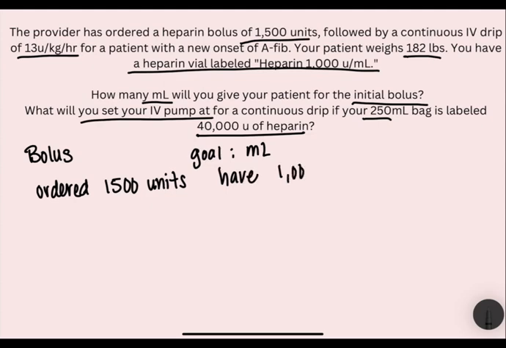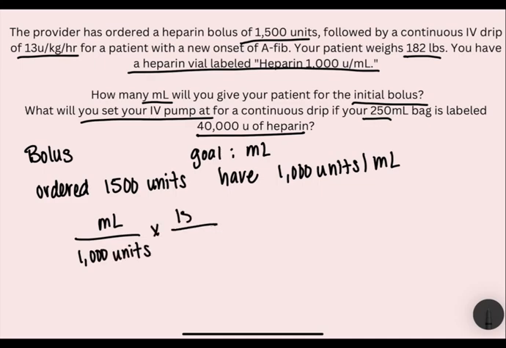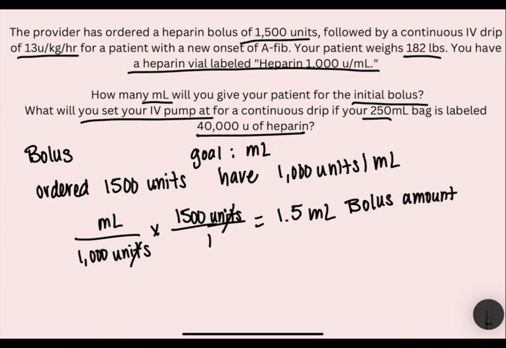So we have ordered 1,500 units, and we have a vial. That is what we'll draw the medicine out of. That's labeled 1,000 units per mL. So if I'm looking for mL, I'm going to put my milliliters on the top and my units on the bottom, and then my 1,500 units will go on the top, and those will cross out and give me 1.5 milliliters for my bolus. Simple enough. Don't make it harder than what it has to be. That is your bolus amount.